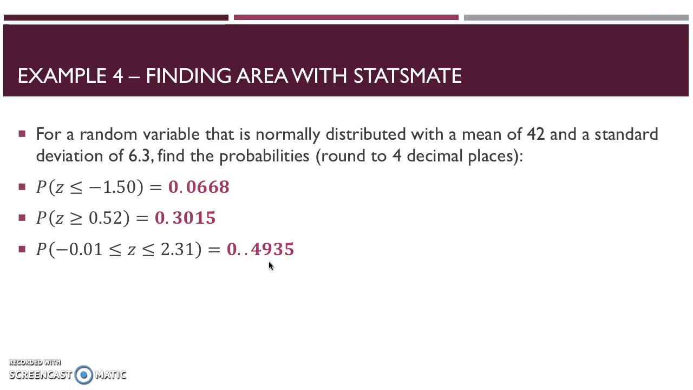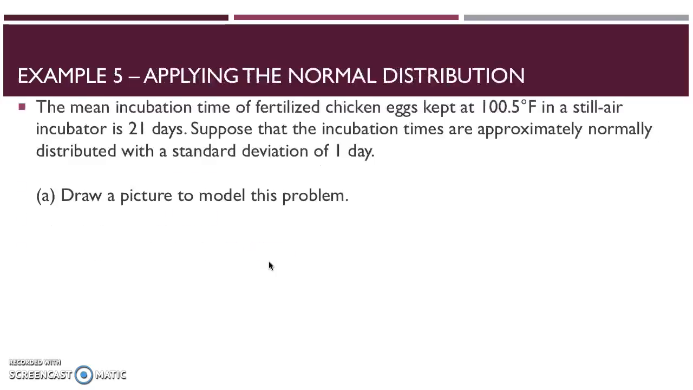It's in the probability field. You can interpret it as an area or probability. When you're actually applying the normal distribution, if you have a problem like this one that tells you the mean incubation time of fertilized chicken eggs kept at 100.5 degrees Fahrenheit in a still air incubator is 21 days, suppose the incubation times are approximately normally distributed with a standard deviation of 1 day. Really what you need to be able to pull from that problem is the mean and the standard deviation.